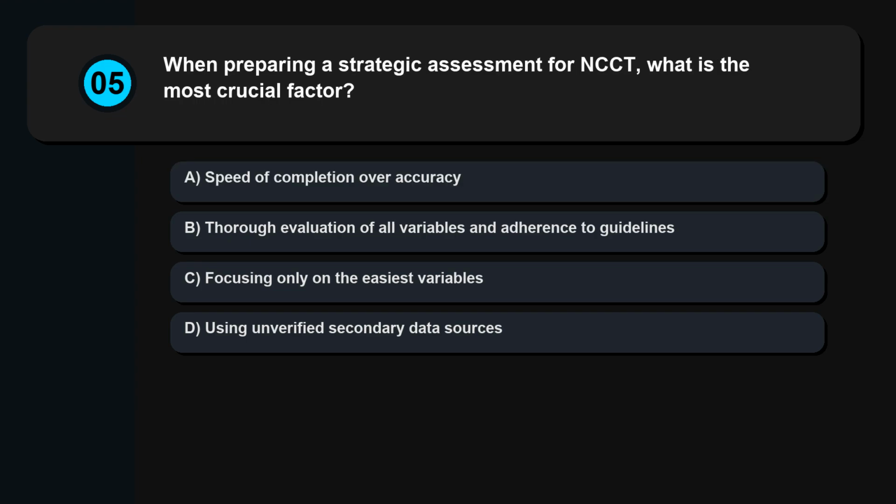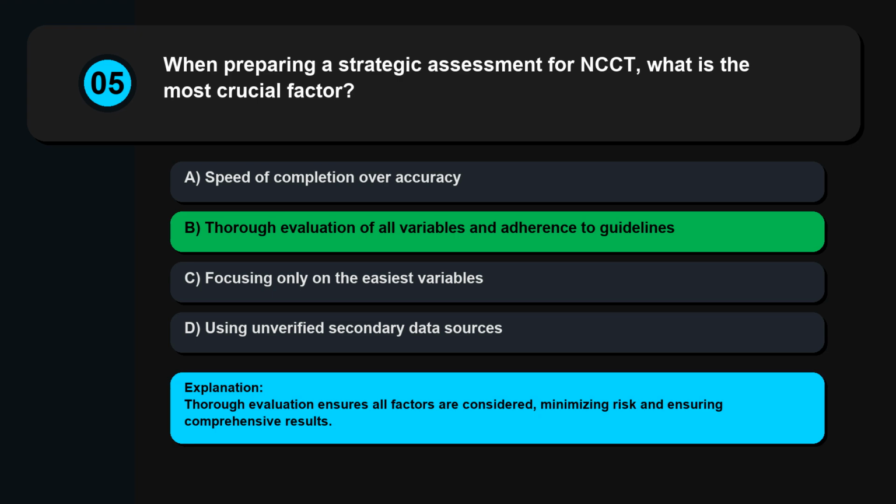Question 5. When preparing a strategic assessment for NCCT, what is the most crucial factor? Speed of completion over accuracy, thorough evaluation of all variables and adherence to guidelines, focusing only on the easiest variables, using unverified secondary data sources. Thorough evaluation ensures all factors are considered, minimizing risk and ensuring comprehensive results.